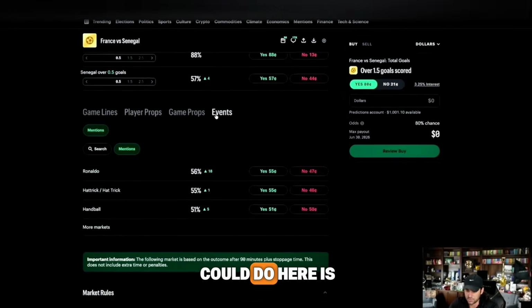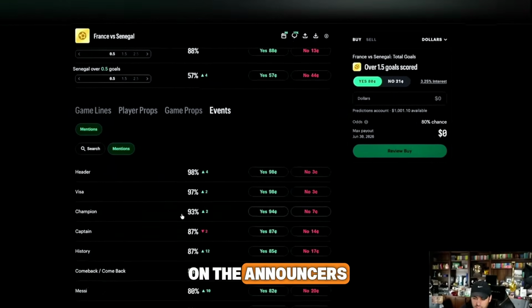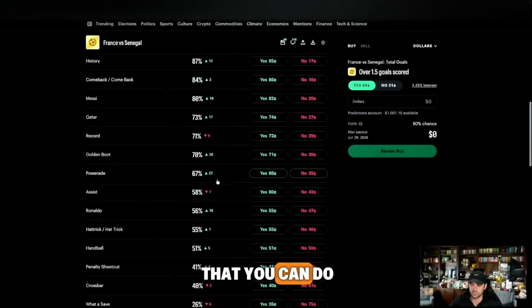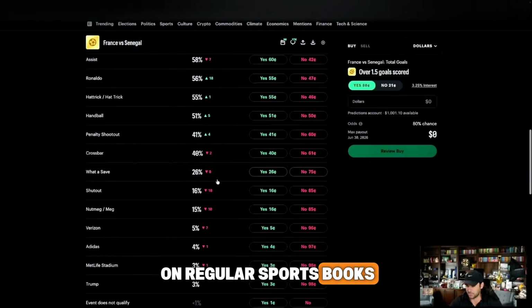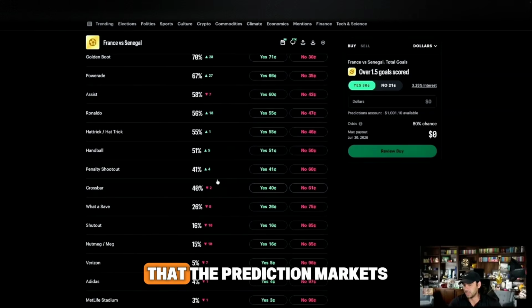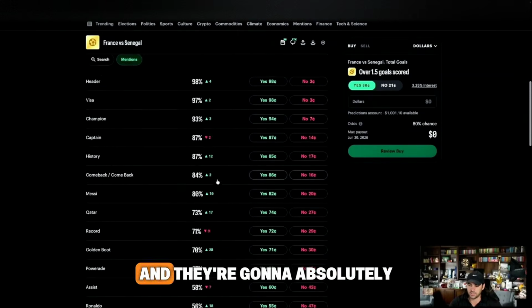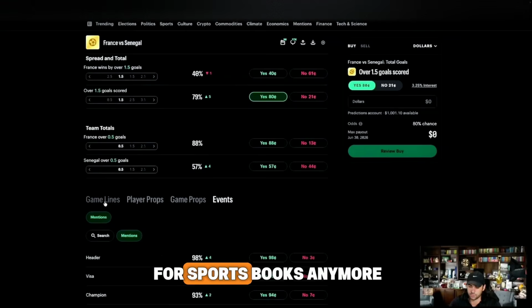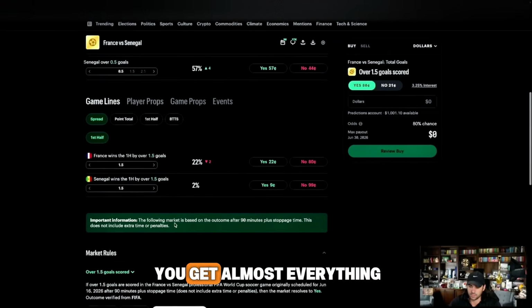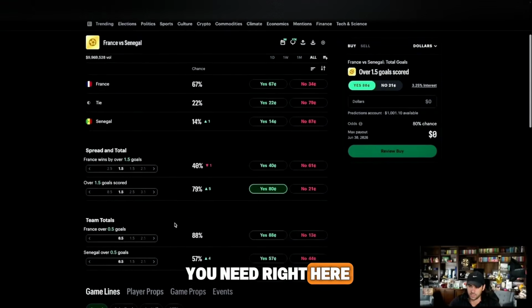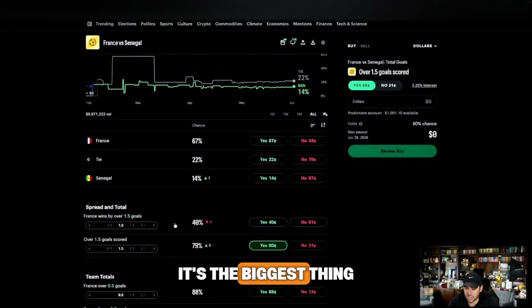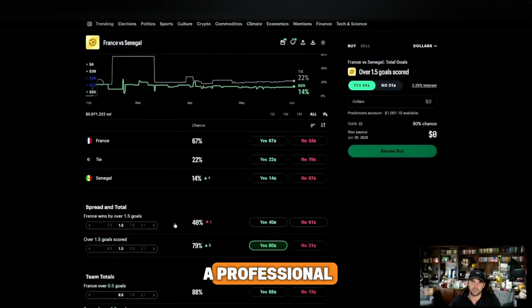Another thing you could do here is bet on what the announcers are going to say during the game. There are so many different options that you can't get on regular sportsbooks. I honestly think the prediction markets are going to take over and absolutely knock out the sportsbooks, because there's no reason for sportsbooks anymore. There's truly not. You get almost everything you need right here on these prediction markets, and you can't get banned and you can't get limited. It's the biggest thing in sports betting for a professional sports bettor.